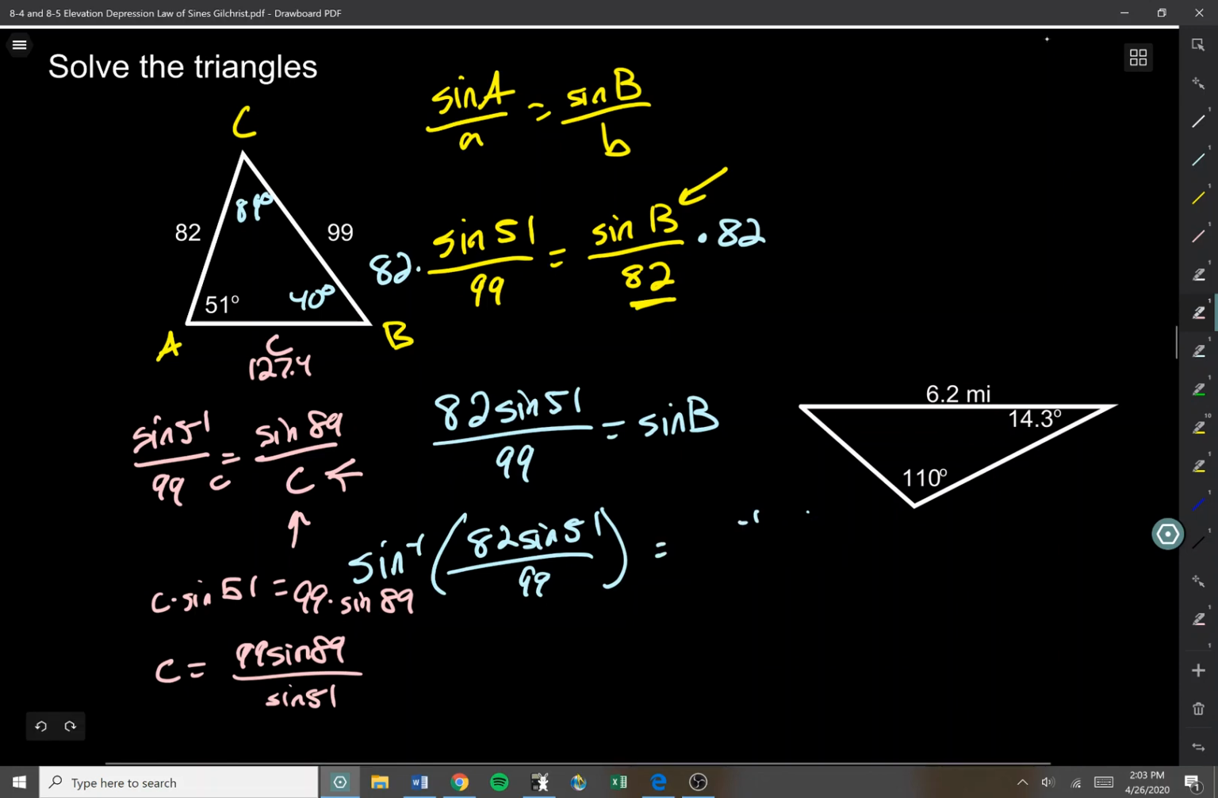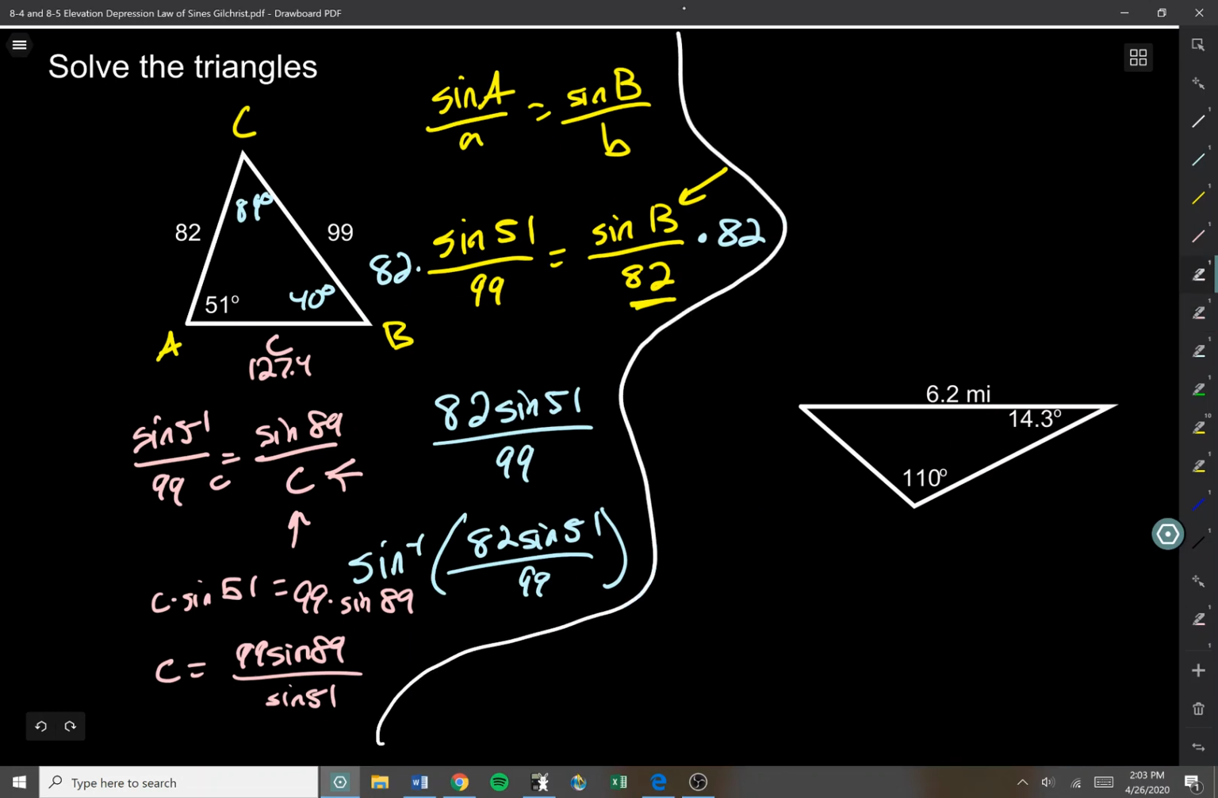Okay, one more. Let's do the triangle on the right. Carve out some space. It's going to take me forever. We can find this angle here right off the bat. 180 minus 110 minus 14.3 is 70 minus 14.3, which is 55.7. That angle there is 55.7. Piece of cake. Here is my angle side pair.